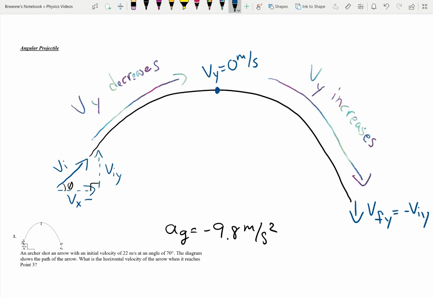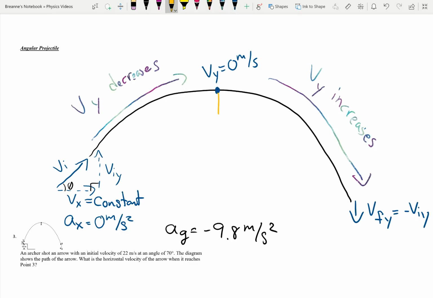Now your Vx, again, is constant. Your Vx is constant. And since it's constant, that means your acceleration in the x direction is 0 because it's not changing. Your y is changing. That's why your acceleration in the y direction is negative 9.8.